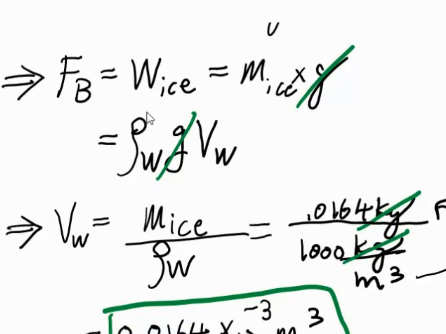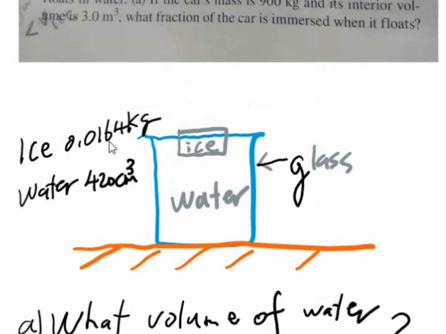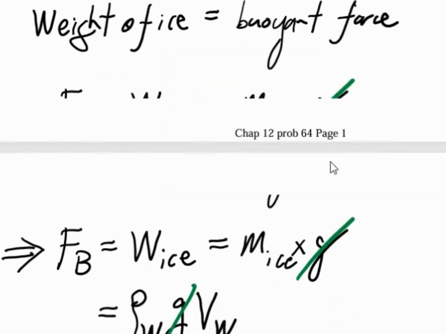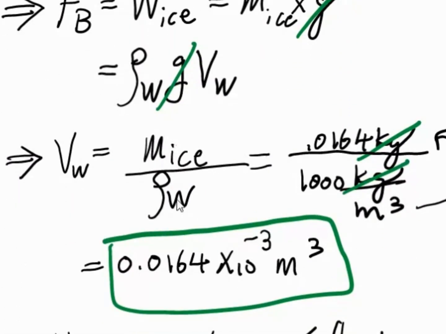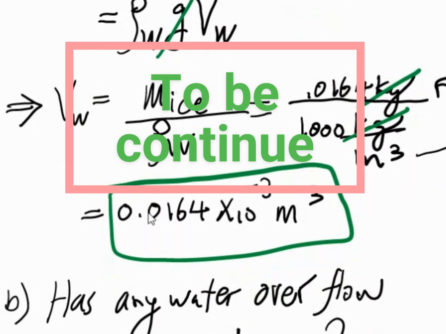So notice that it is the density of the water and not the density of the ice. And so we're looking for the volume of water displaced by the piece of ice. And go ahead, we can solve for that. Knowing the mass of the ice is 0.0164 kilogram, divided by the density of water, which is 1,000 kilogram per cubic meter, we have the volume displaced by the piece of ice, which is going to be 0.0164 times 10 to the negative 3 cubic meter.